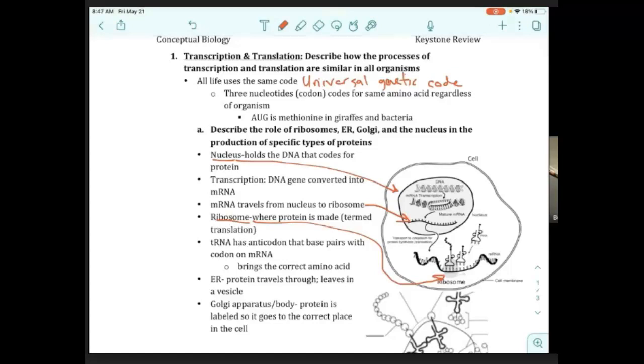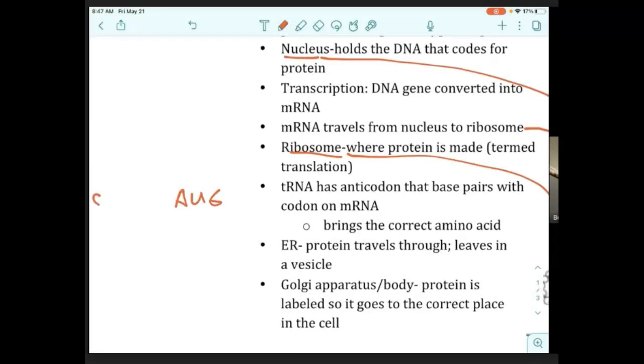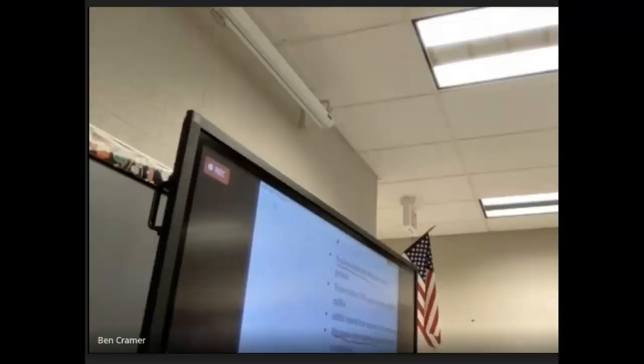tRNA has an anticodon that base pairs with the codon. Okay, so if the codon is AUG, then the anticodon is UAC, right? Maybe we should write that. Let's write that. AUG. There's our codon. And then UAC would be the anticodon, right? A sticks to U, U sticks to A, G sticks to C. Okay, and that brings the correct amino acid.